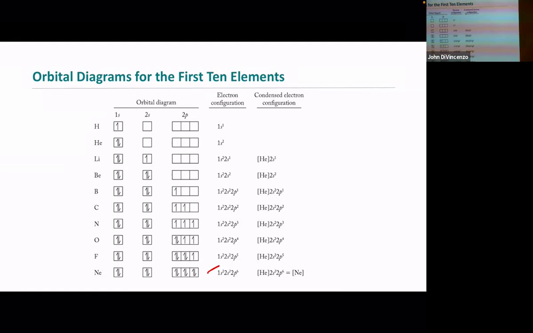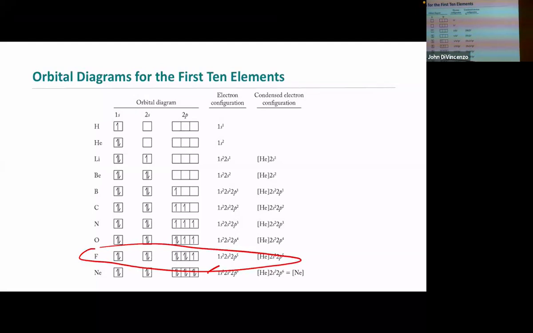Well, the noble gases have no interest in reacting. They've got a full shell, right? They're all filled up. And you can guess that fluorine is pretty darn reactive. Why? Hey, if I could find one electron, I'll be in this lower state of energy. So I'm electron hungry, right?